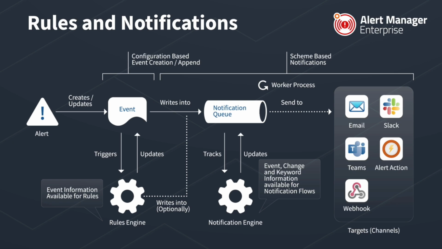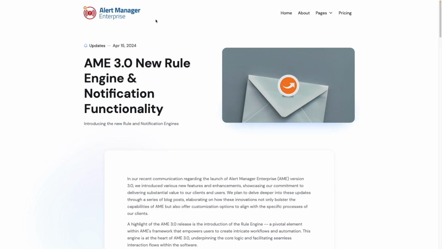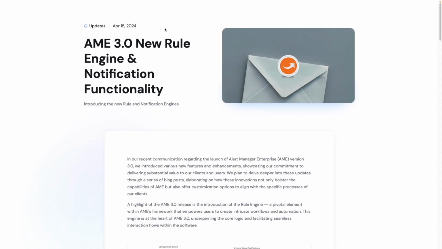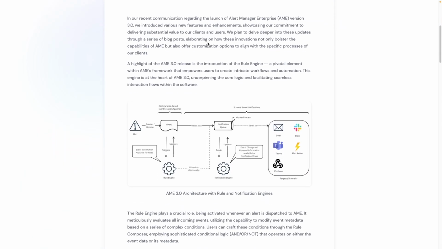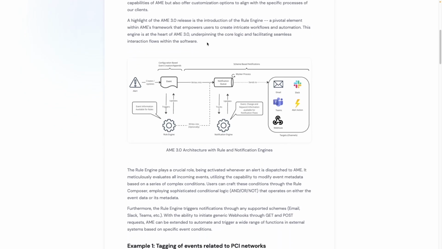In the second part, in another video, we will be implementing our own rules to drive automation and enrichments of events within AME. So here we will be setting up a new rule as well as a notification template to drive the enhancements we want to implement in our workflow. The rule and notification engines were introduced in AME version 3 to build a general framework for customers to model event state automation in their workflows.